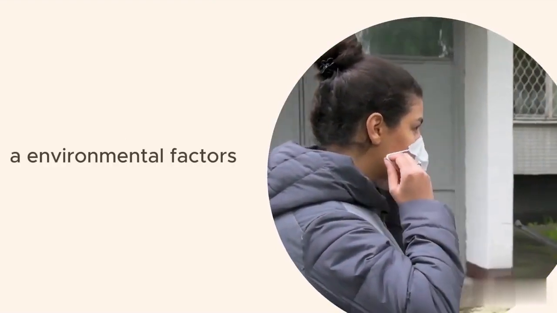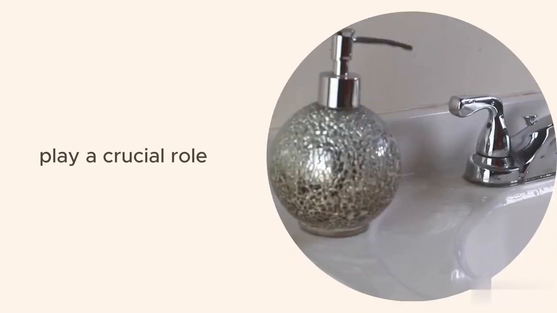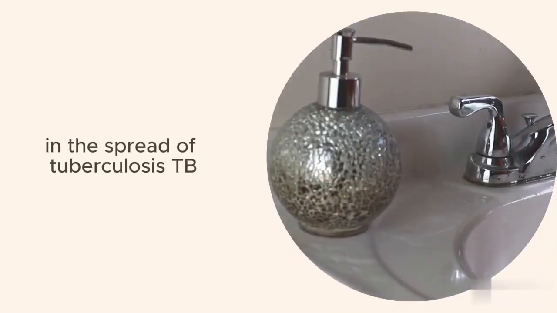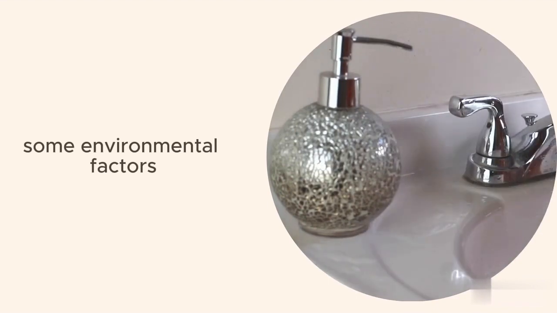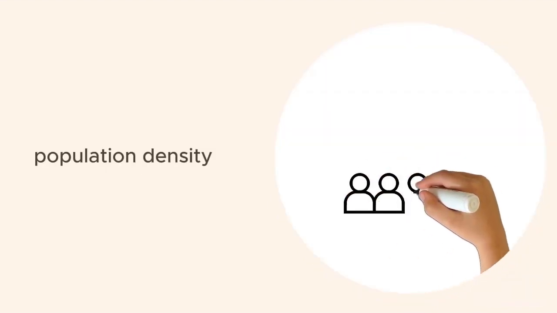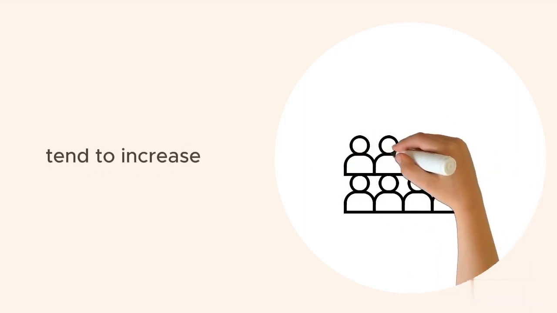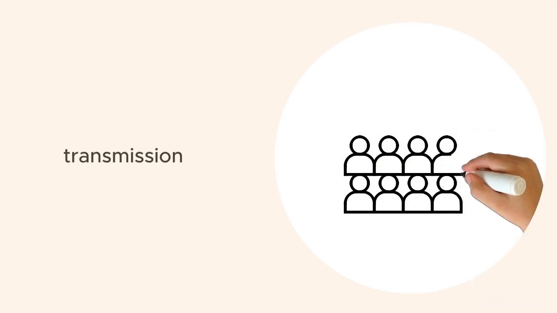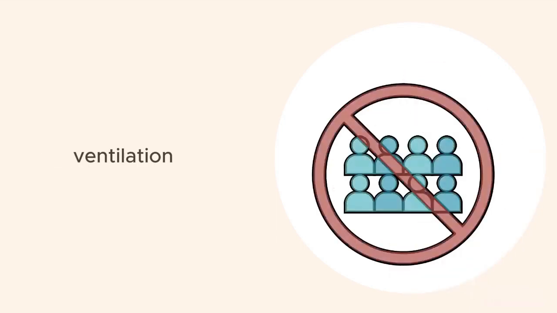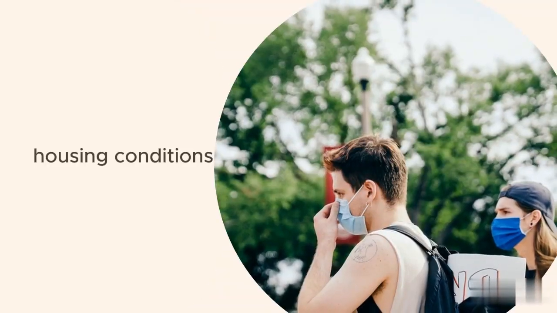A. Environmental factors. Environmental factors play a crucial role in the spread of tuberculosis, TB. Some environmental factors that can affect TB prevalence involve population density. Environments with high population density tend to increase the risk of TB transmission, especially if poor ventilation makes bacteria easily spread through the air. Housing conditions.